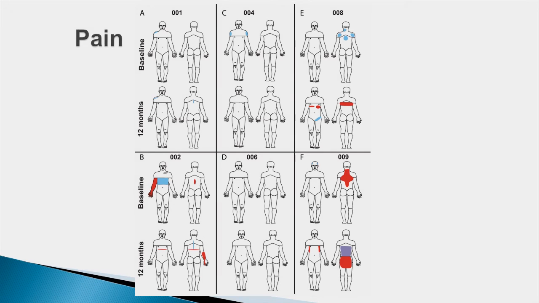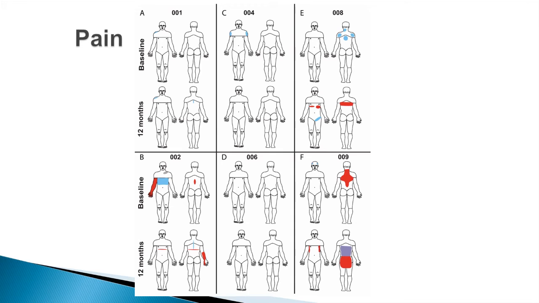Next, we have our important evaluation of pain. This is something very, very important because we don't want to make anybody's pain get worse. So what this diagram is showing you is for each individual, we've got a diagram of their body and their pain at baseline and then at month 12. So we've got subject 1, 2, 4, 6, 8, and 9.